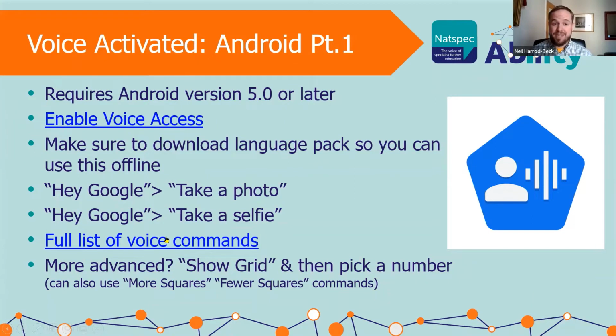We've got a full list of commands there if there's other things you want to do with your voice. If you want more advanced control of more things on the screen than just taking a photo, there's a command called show grid. And show grid will bring up a grid system, and you can pick a number along there. If you need it more accurate, you can do more squares. If you want it less accurate, you can use fewer squares, and that'll mean that you can go through and navigate your phone.